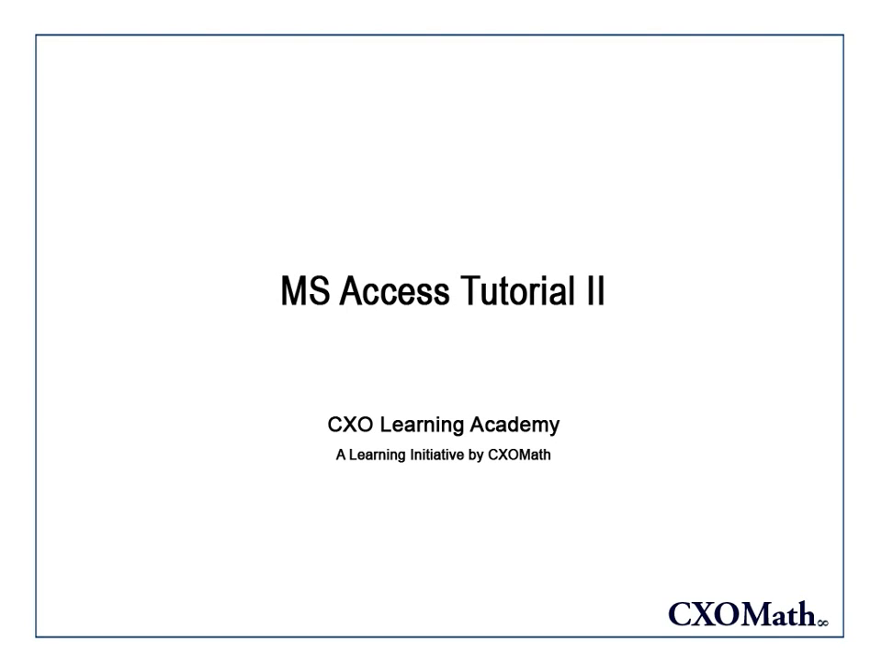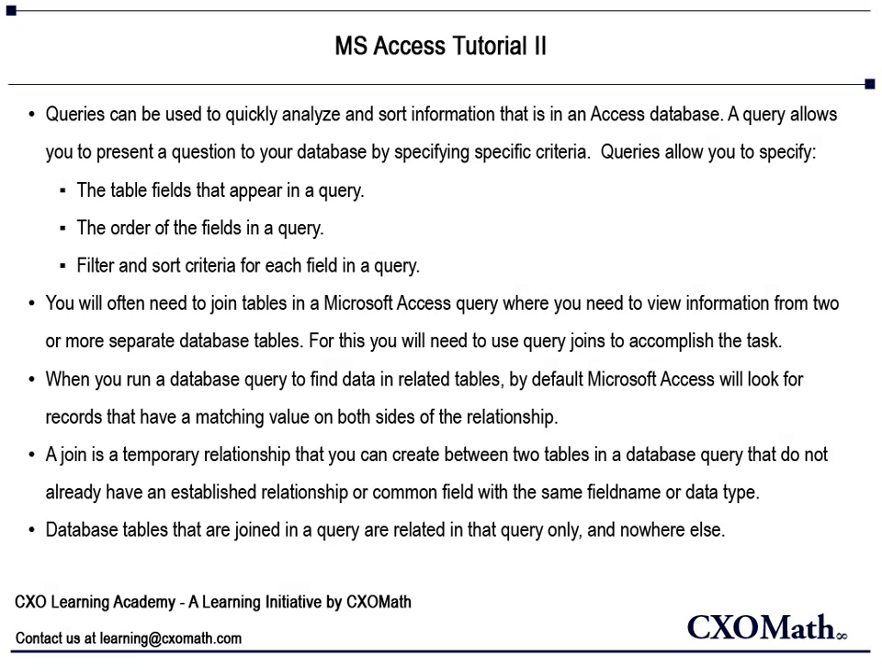This is the second tutorial from the series of 3 Microsoft Access tutorials. Queries can be used to quickly analyze and sort information that is in an Access database. A query allows you to present a question to your database by specifying specific criteria. Queries allow you to specify the table fields that appear in a query, the order of the fields in a query. You can filter and sort criteria for each field in a query.